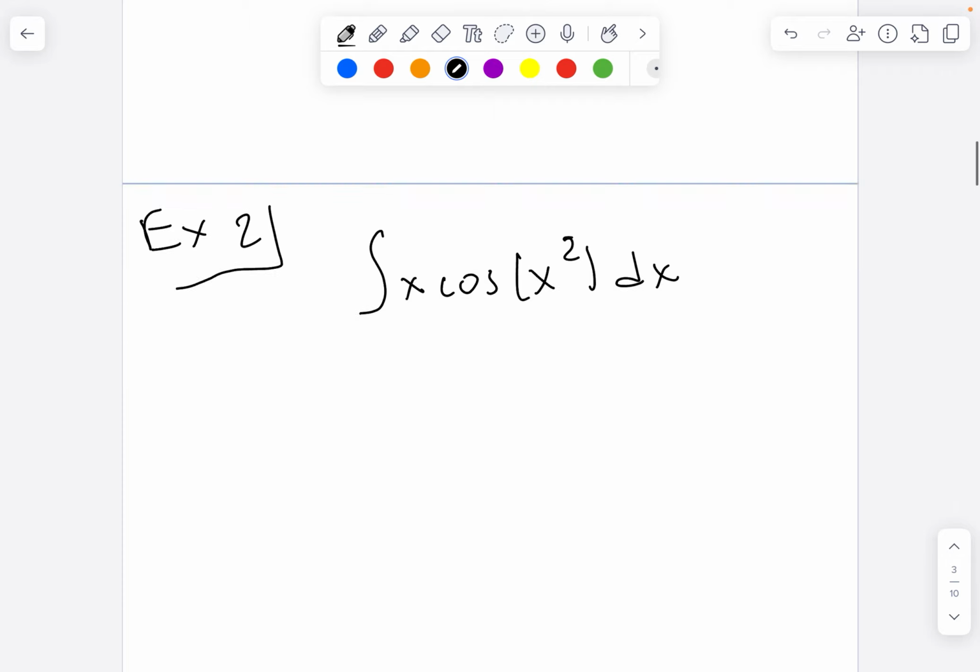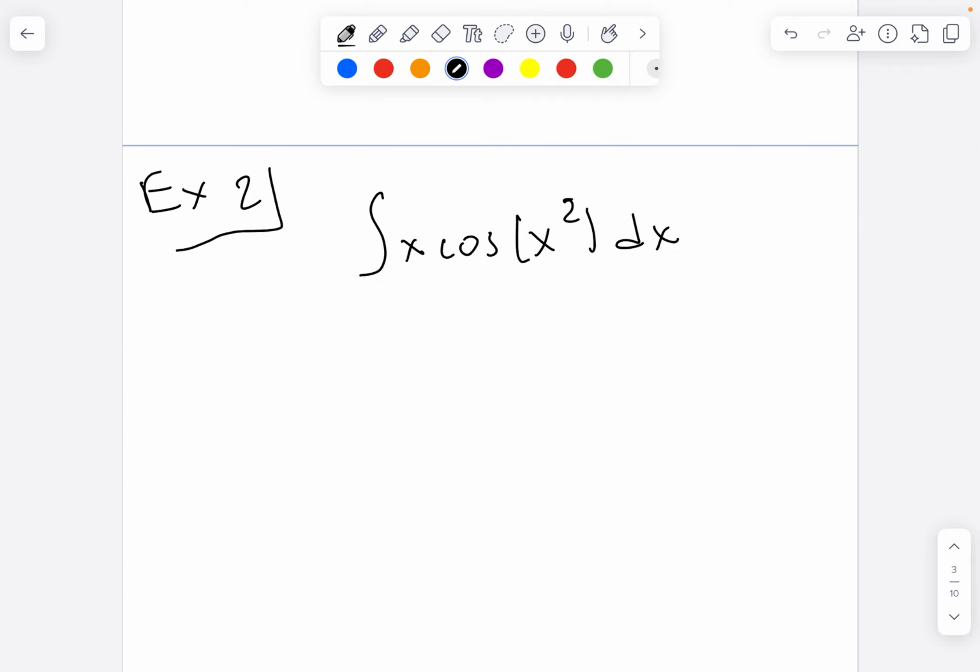Let's go on and do a trig example. So we have the integral of x cosine x squared dx. I'm actually going to choose my u to be x for a moment for this problem, but before I do, I want to show you what would happen if I chose cosine x squared, or if I chose just x squared.